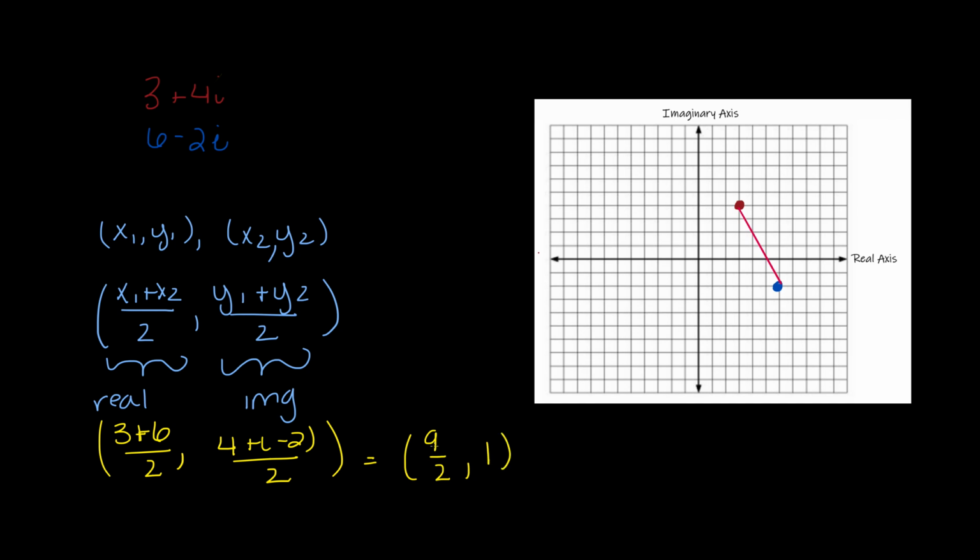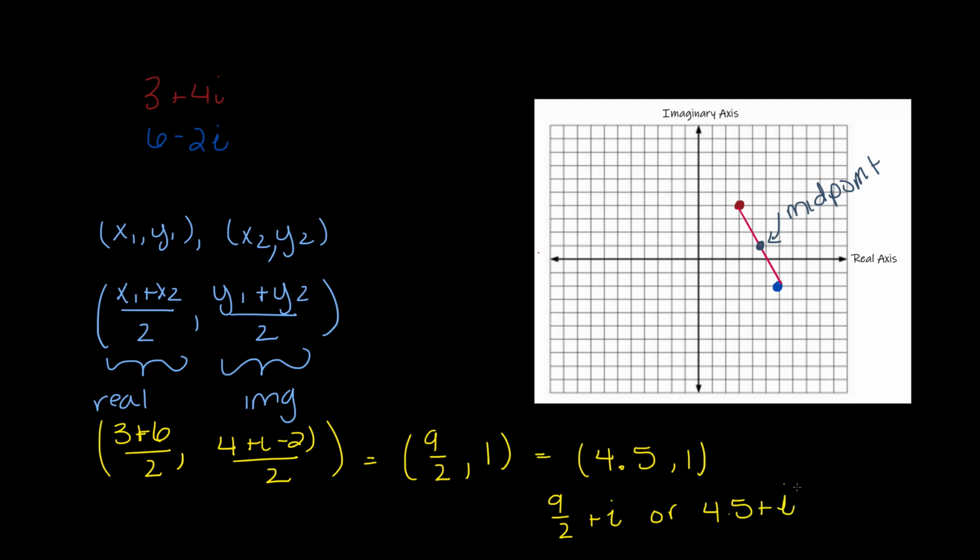Graphically it's kind of hard to do 9/2, so I'm going to change this into a decimal. Decimals are not precise, but for graph visualization, they're a little bit easier to work with. Therefore, we're looking at the midpoint at 4, 1, 2, 3, 4.5, and 1. So this is the midpoint. The number that goes with the midpoint is 9/2 plus i, or 4.5 plus i.